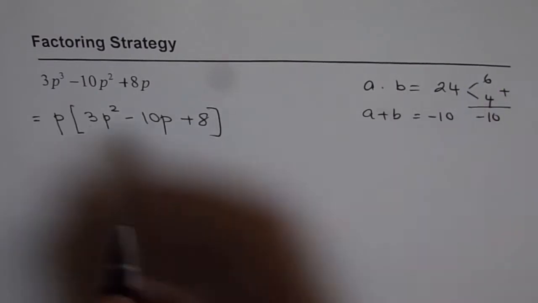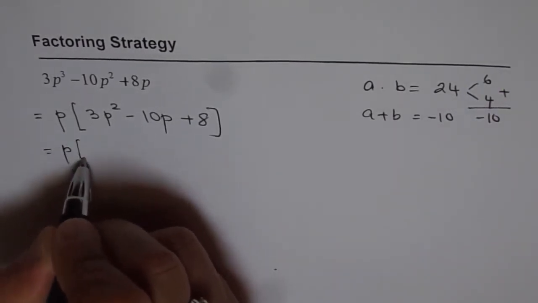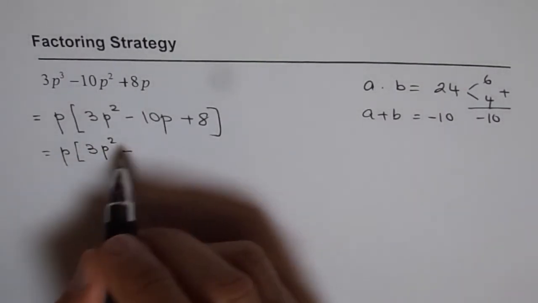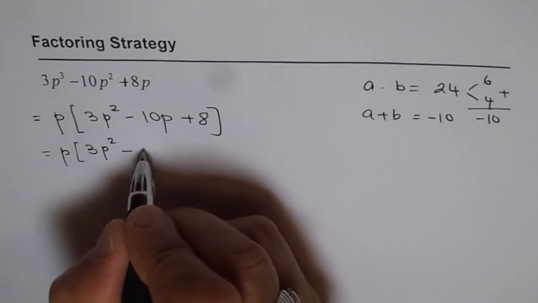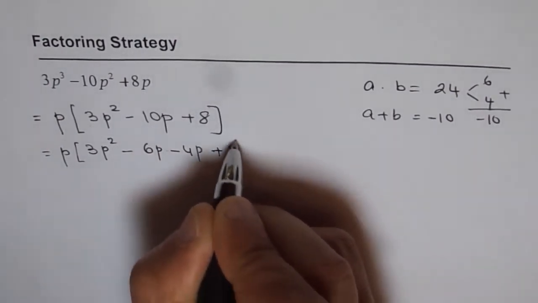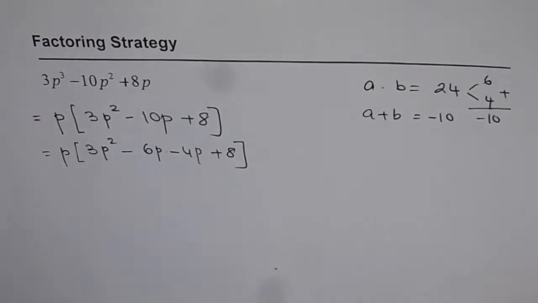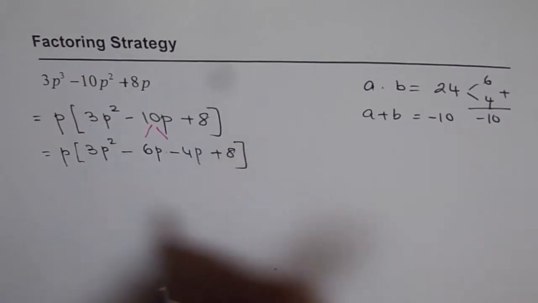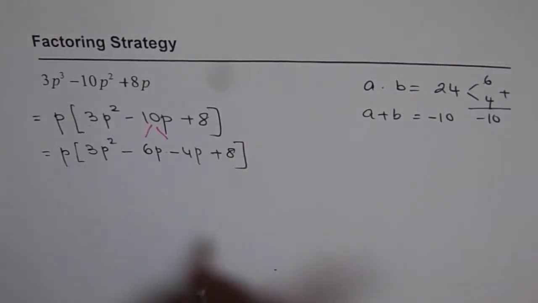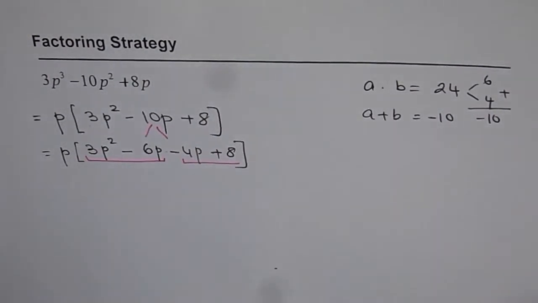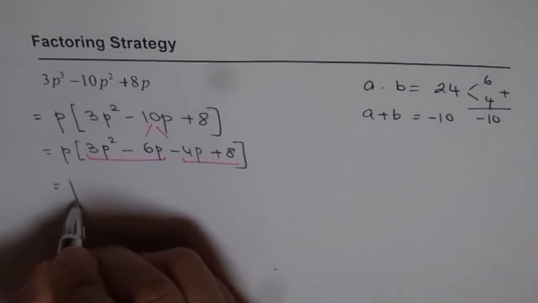So they will work. Now, what we can do is, we can write our trinomial as 3p square minus 6p minus 4p plus 8. So at this stage, we actually wrote 10 as sum of 6 and 4, both with negative sign. Now we got 4 terms. Let's combine the first two and the next two. Then what do we get?